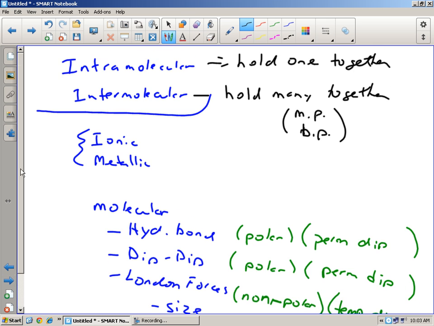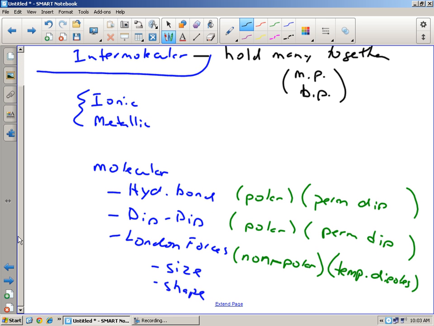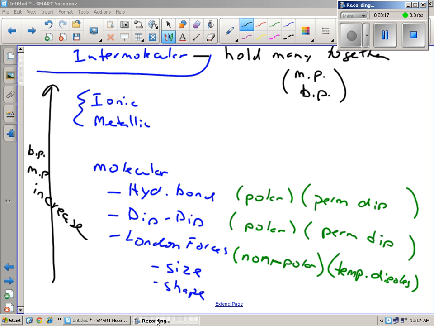I gave you this chart here as well, very, very important chart. And you'll probably have one or two comparison questions to do. So once again, we have ionic and metallic at the very top. Opposites attract, very strong. Ionic and metallic at the top, very strong. I'll let you guys copy this down first.